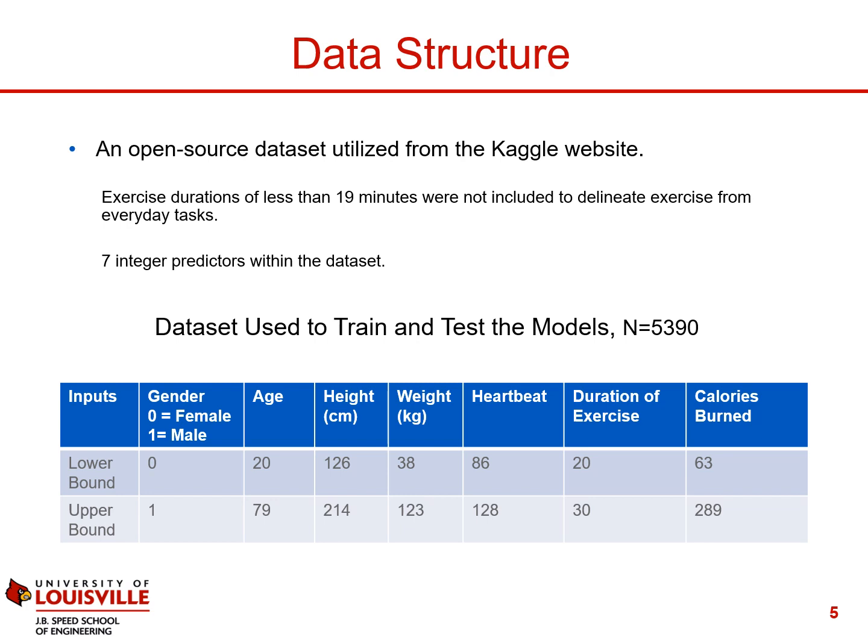A duration of physical activity of 20 to 30 minutes will be extracted out of the parent set of data. This is to differentiate between people performing exercise and those performing everyday tasks. So the data set will be reduced from 15,000 samples down to 5,390.